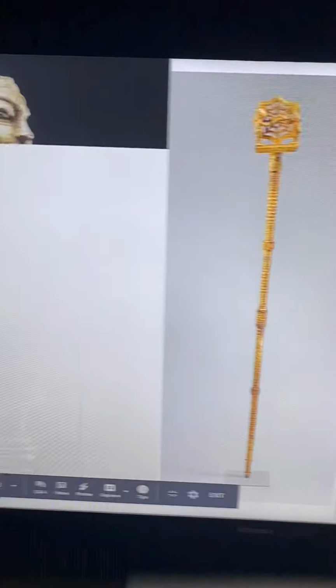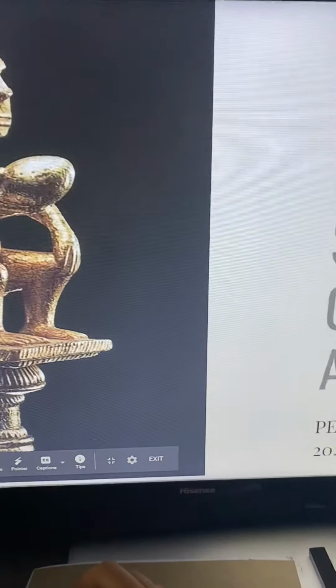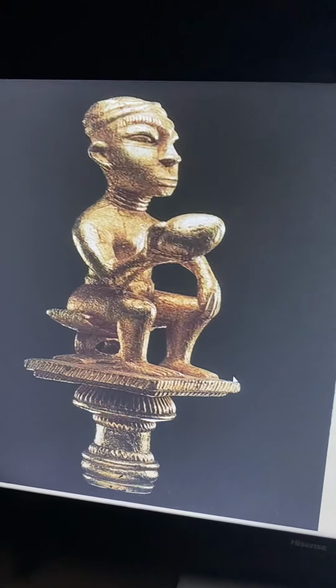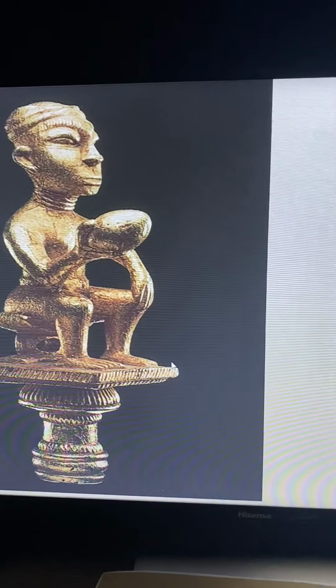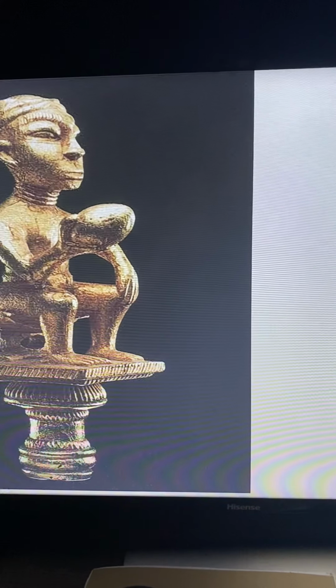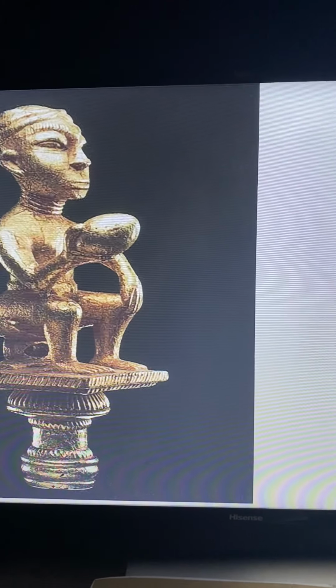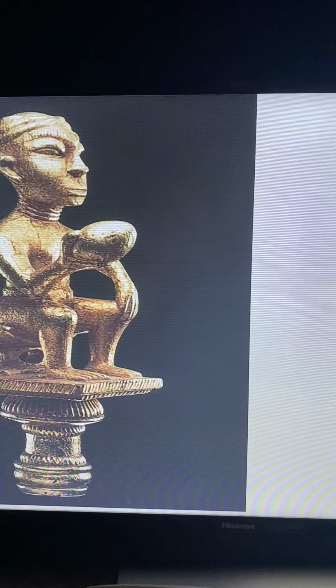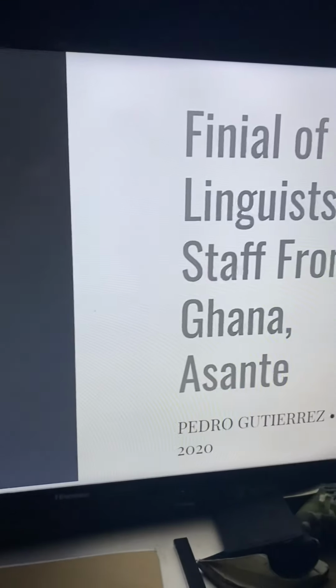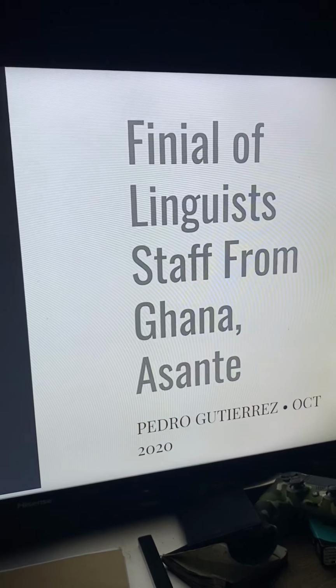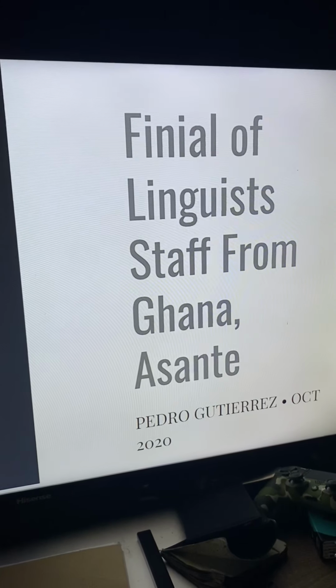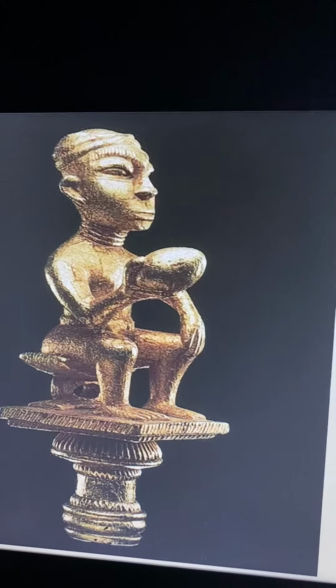So the first one is, the discussion I'm doing is discussion number 2, where basically it said talk about the artwork, give the context of it, and what are your thoughts on it. So the art piece is the Finai of linguistics staff from Ghana. It is this relic right here.